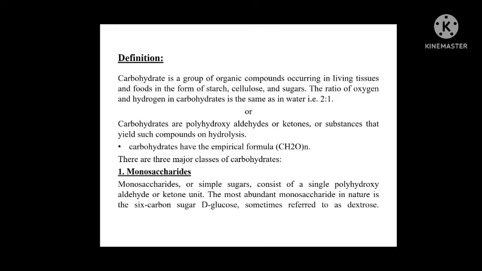First of all, going to the definition. Carbohydrate is a group of organic compounds occurring in living tissues and foods in the form of starch, cellulose and sugars. We know that carbohydrates are organic compounds. They are present in living tissues in the form of starch, cellulose and sugars. And the ratio of oxygen and hydrogen in carbohydrates is the same as in water, that is 2 is to 1.